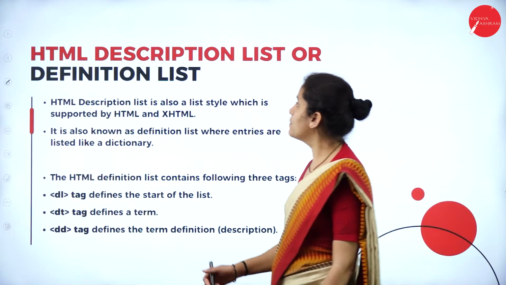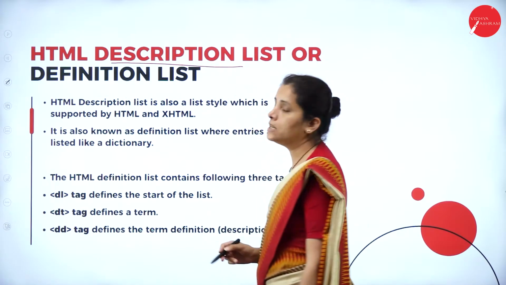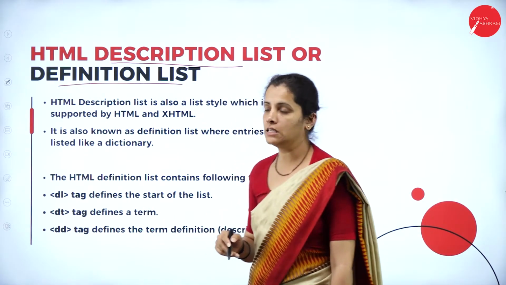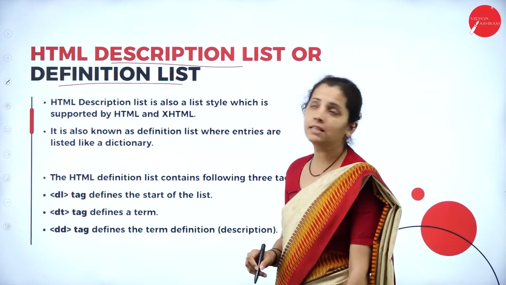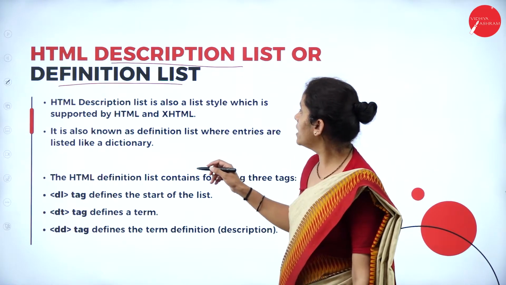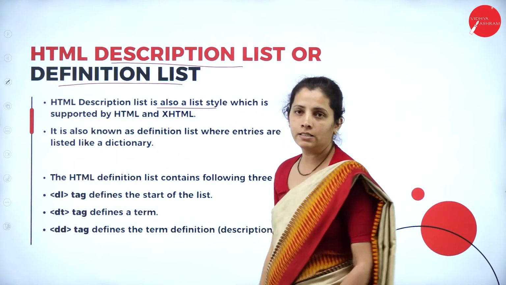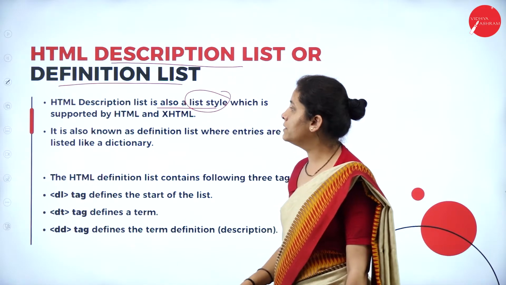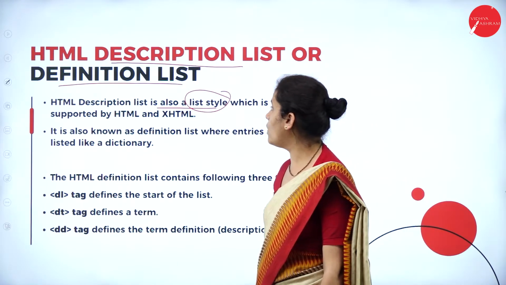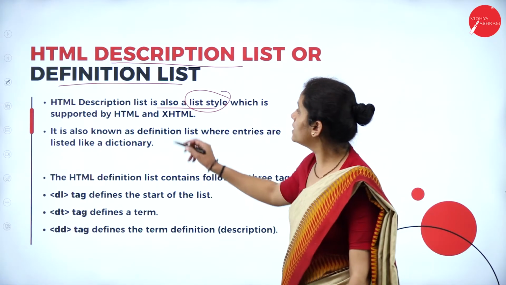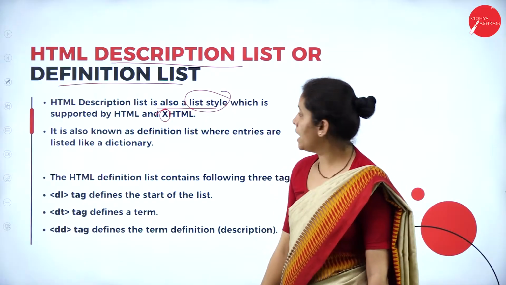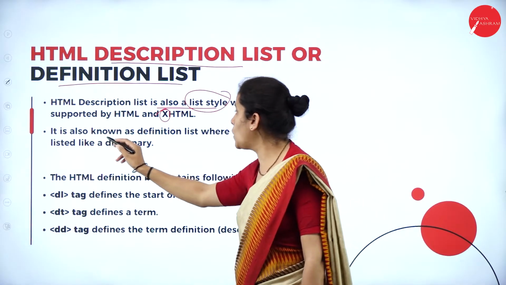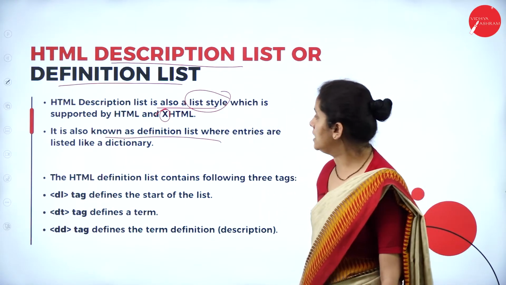And the last one, I'm going to have description list, or it's also called the definition list. So here HTML supports description. Okay, description, that is nothing but the definition. Okay, so the list style which is supported by HTML or XHTML. So what does the X stand for? Extensible Hypertext Markup Language. And this description list is also called the definition list.